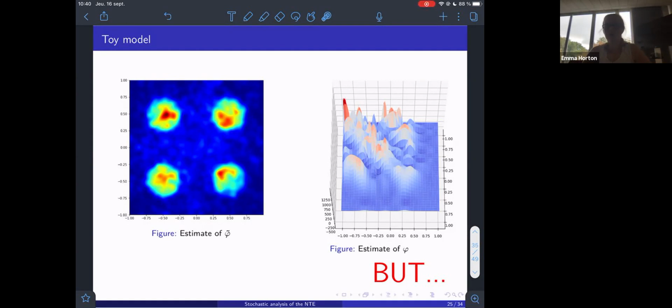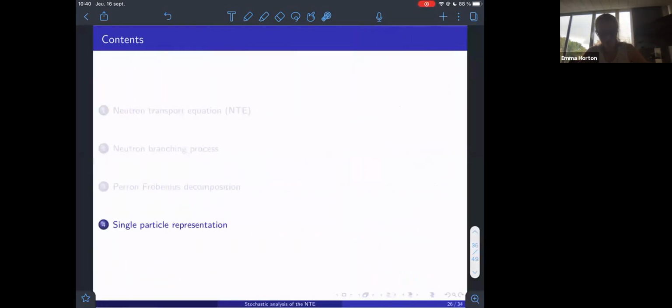So what can we offer as probabilists from the branching processes perspective that really offers something a bit different? And so now I'm going to talk about a single particle representation of the branching process, which is often called the many-to-one or Feynman-Kac formula.